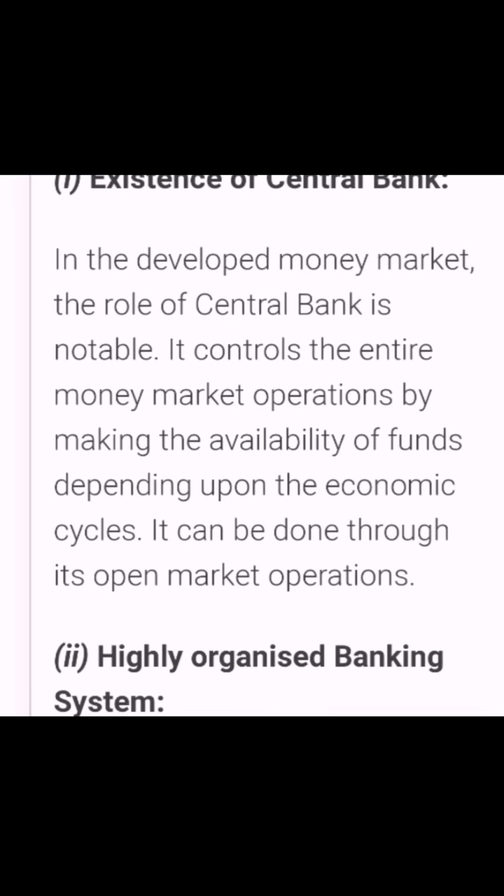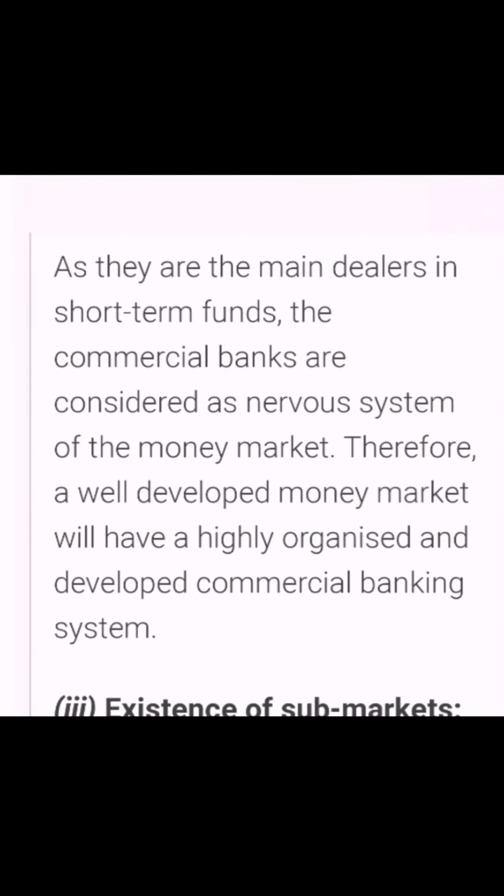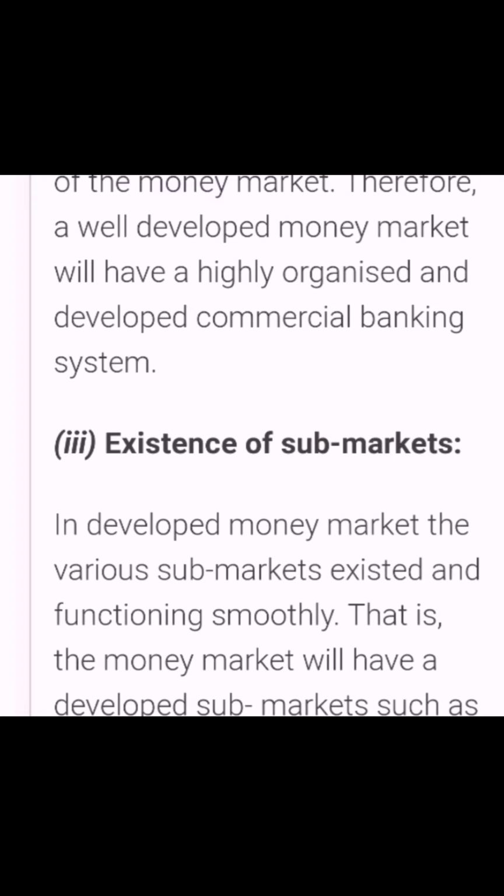In the developed money market, the role of the central bank is notable. It controls the entire money market operations by making funds available depending upon the economic cycles. It can be done through its open market operations. Then, highly organized banking system. Number 2. As they are the main dealers in short-term funds, the commercial banks are considered the nervous system of the money market. Therefore, a well-developed money market will have a highly organized and developed commercial banking system.